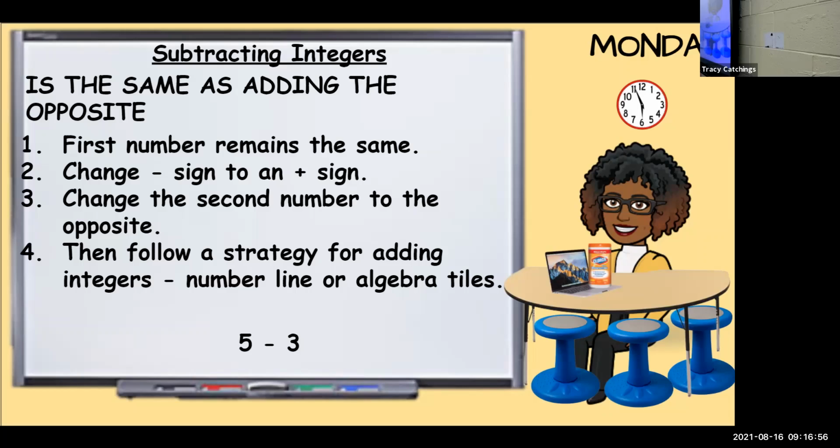All right, so it says subtracting integers is the same as adding the opposite. The first number remains the same, change the subtraction sign to an addition sign, change the second number to the opposite, and then follow a strategy for adding integers such as a number line or a zero pair model. All right, case in point, this problem. We got 5 minus 3. First number, what's going to happen?